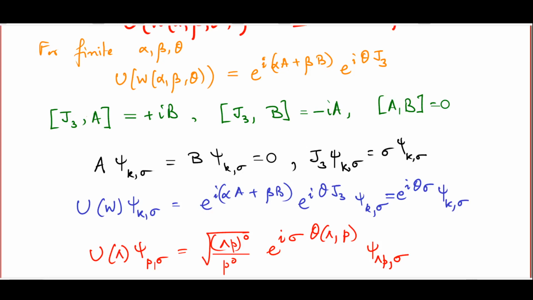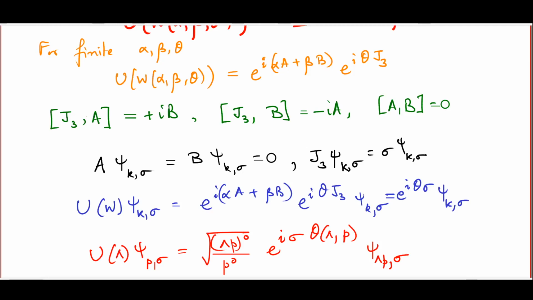Now, because of this, U of W acting on psi k sigma is obviously e to the i times alpha A plus beta B, times e to the i theta J3, acting on psi k sigma. Because J3 acts on psi k sigma to return sigma, the number, times psi k sigma, e to the i theta J3 just gives you e to the i theta sigma times that. E to the i times alpha A plus beta B acting on psi k sigma just gives you a factor of 1, simply because A and B are both operators for which psi k sigma is an eigenvector with eigenvalue 0.